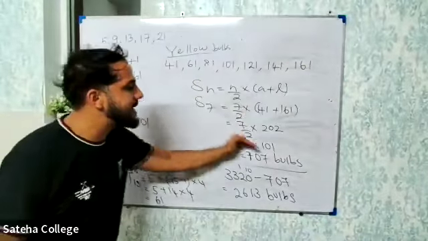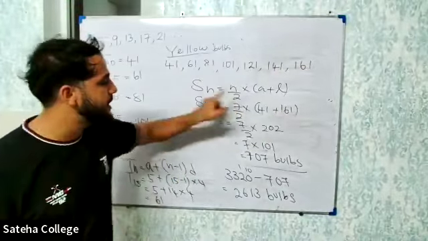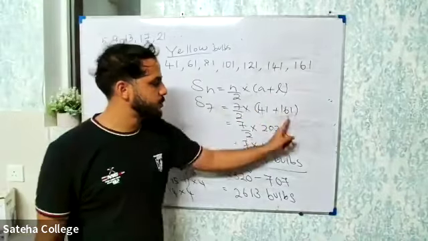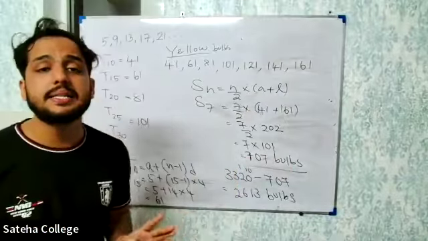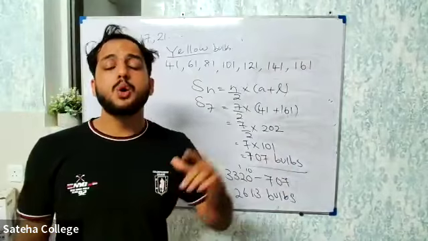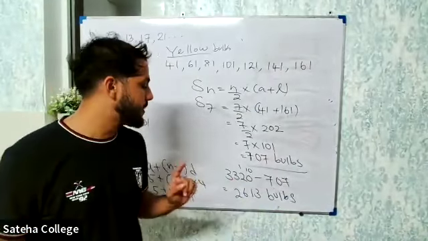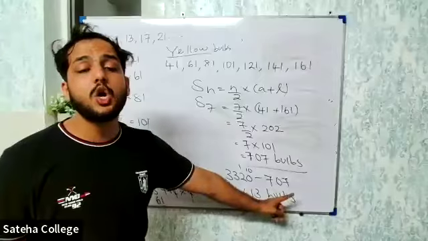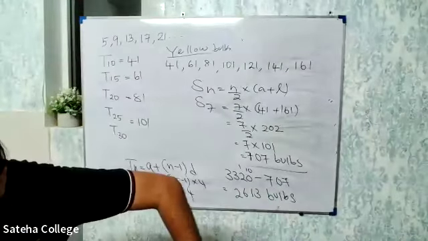Right. Now, for this arithmetic progression, you can see there are 1, 2, 3, 4, 5, 6, 7 terms. We can apply the Sn, same like you did before. Now, this is a new arithmetic progression. So, there are 7 terms, 7 over 2. First term is 41, last term is 161. You apply the equation, you get 707 bulbs. That means there are 707 yellow bulbs. Now, for row number 3, we found out the total number of bulbs is 3,320. If you subtract the yellow bulbs, the remaining will be your red bulbs. Is that clear?